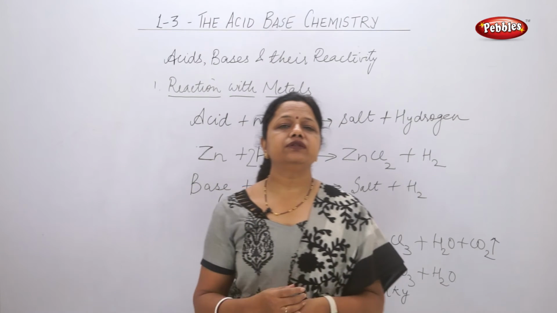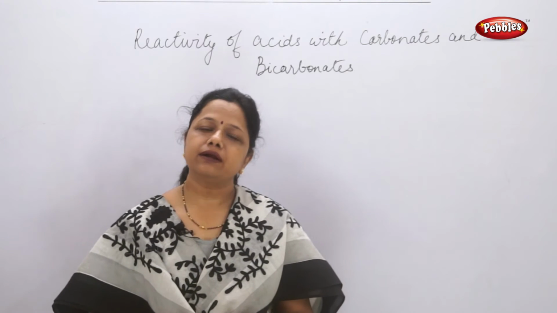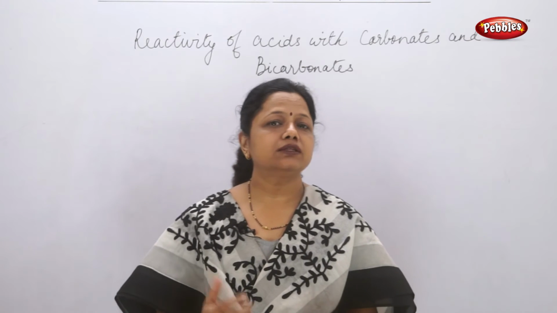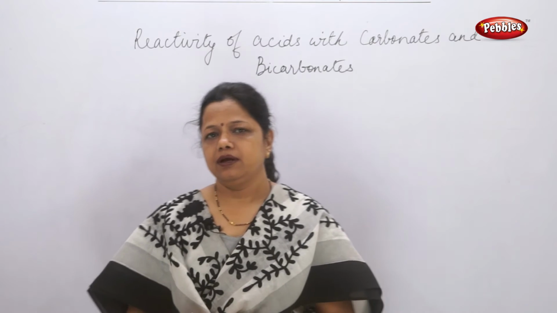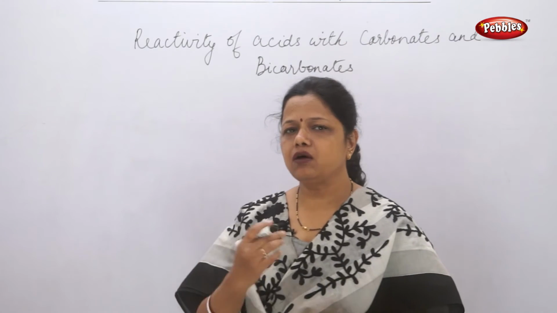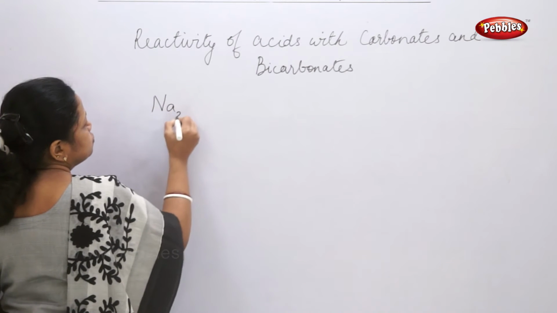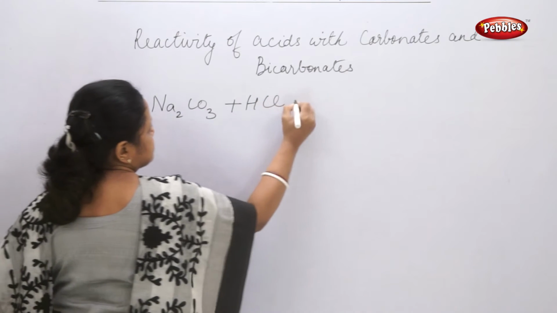What is the difference between the reaction with metal bicarbonate? So we saw how metal carbonates react with HCl or any acid. We saw the example of aluminium carbonate. Let's see another example. Sodium carbonate, which is very common carbonates. So sodium carbonate is Na2CO3. Let us react it with acid.